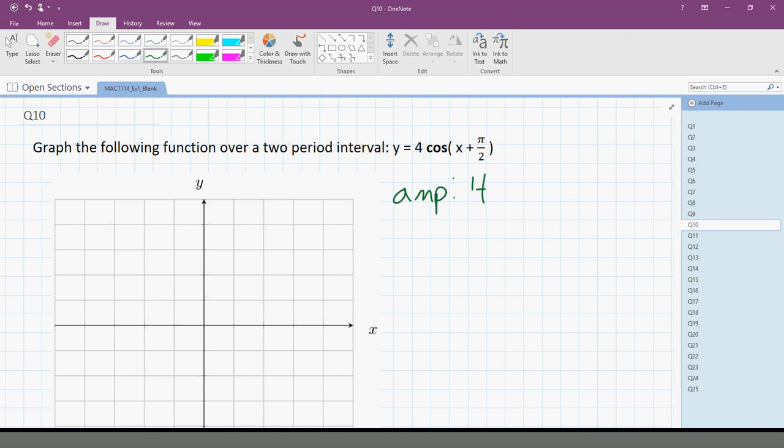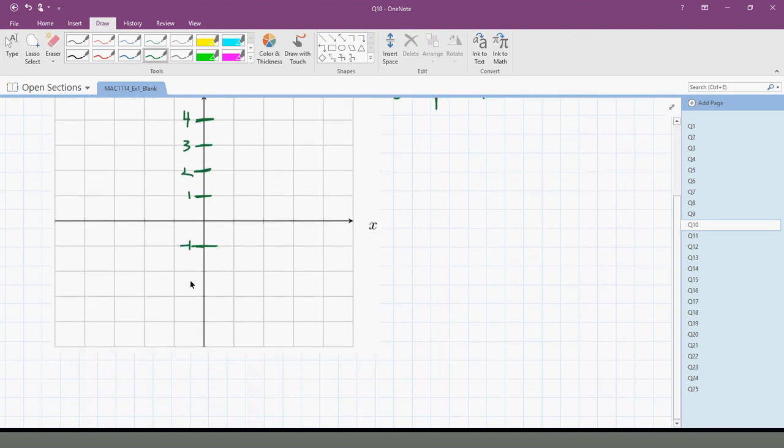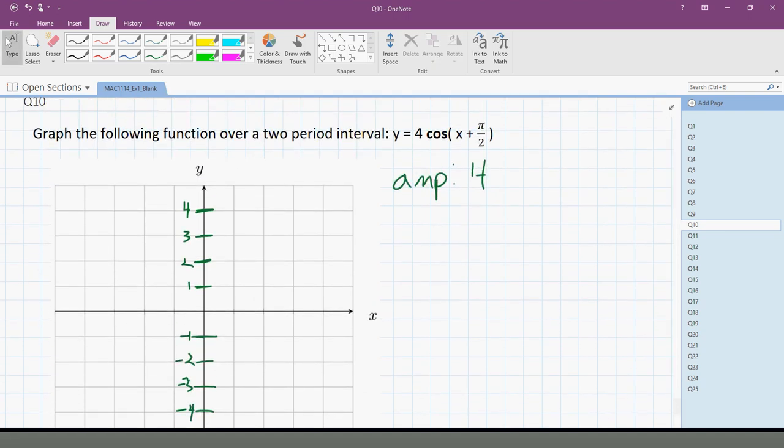Amplitude is 4. So that means the highest we're going to go is 4. So call that 4, just counting by ones. And we'll slide down some. -1, -2, -3, -4. Okay, so there's our amplitude. So the highest we'll go is 4. The lowest we'll go is -4. I know it says 2 periods up here, but I'm only going to do 1 because it's just silly to do 2 periods.